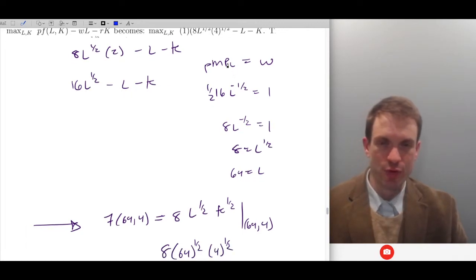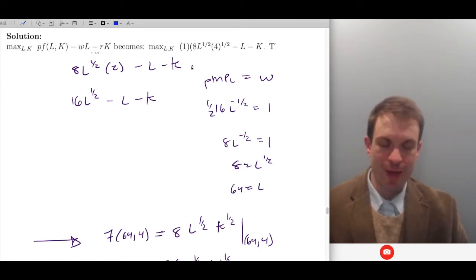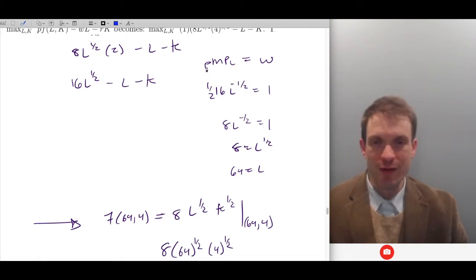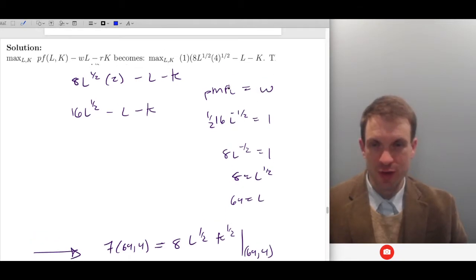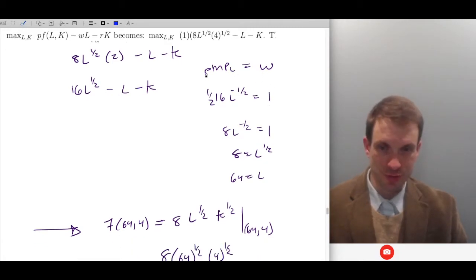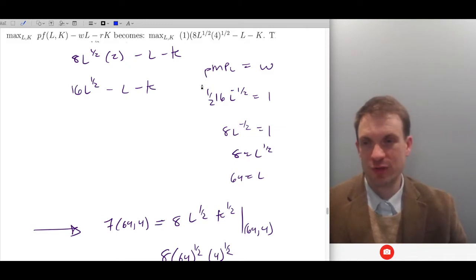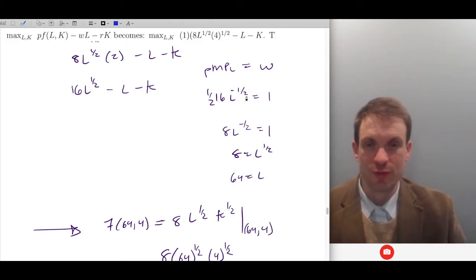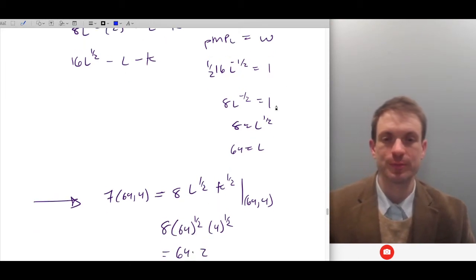All right, now we go to PMPL is equal to omega, because this is going to be our first order condition for a maximum for a profit maximization problem, short run. So we're going to have 1/2 times 16, reduce the power by 1, that's this. The derivative of this thing with respect to L is just 1. So this is literally going to be our output price times our marginal product of that factor, equal to the input price. All right.